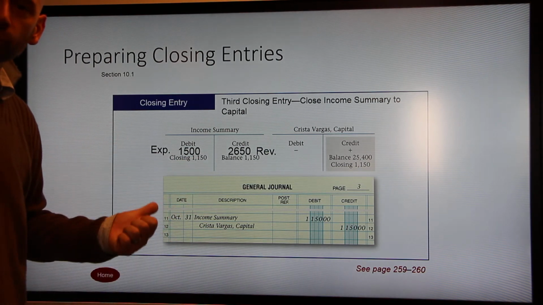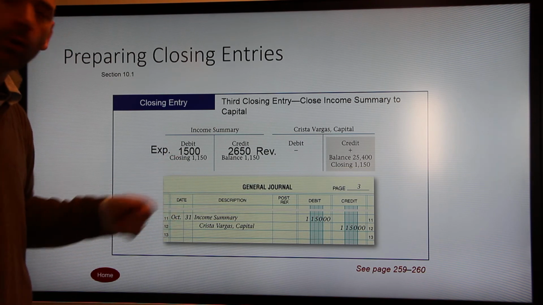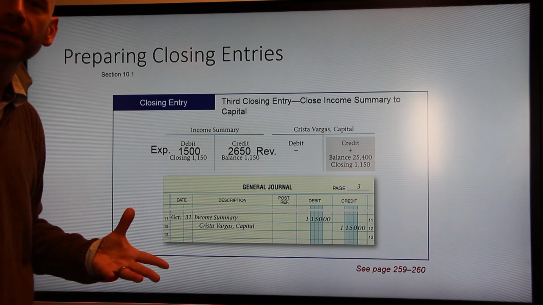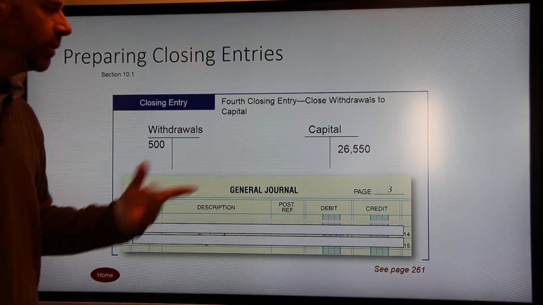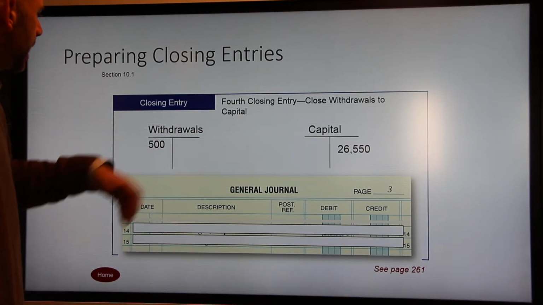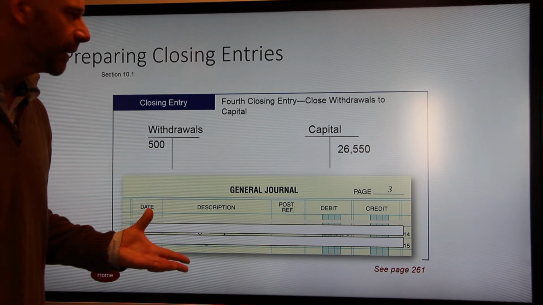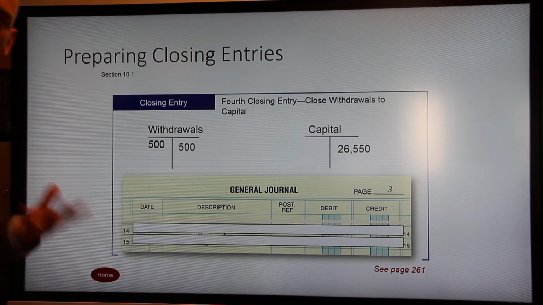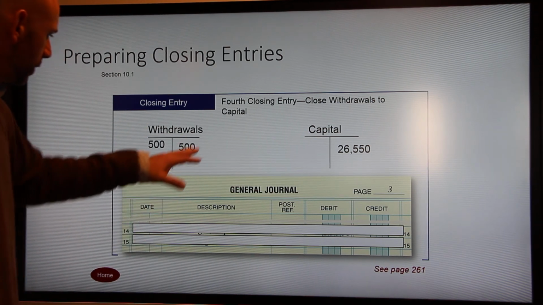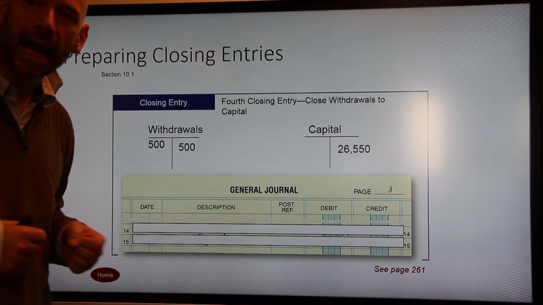We've now closed all of our revenue accounts, we closed all of our expense accounts, we closed income summary. There's only one more temporary account that has a balance in it, and that's withdrawals, okay? We looked on the worksheet and we saw the withdrawals has a $500 debit balance, right? That's what the balance of withdrawals is, $500. So now if we want to make that zero, we have to do the opposite, and we credit $500. So the balance is zero right now, we just credited. In this case, withdrawals goes right to capital.